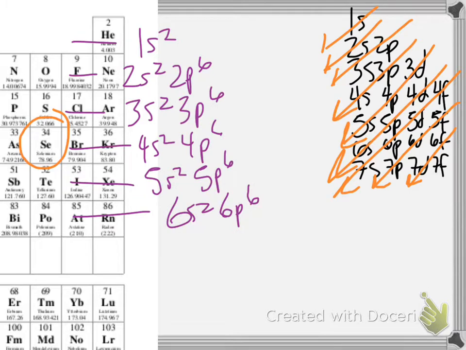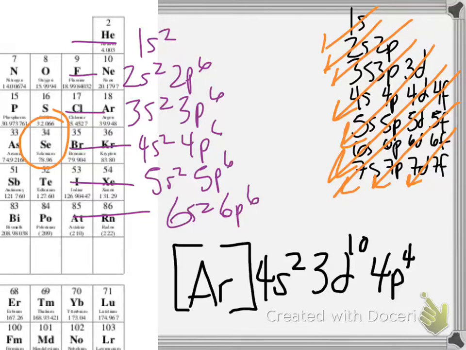So we're going to do selenium, atomic number 34. I'll let you go ahead and get started. Argon, 4s2, 3d10, 4p4. How many of you have that exactly? Okay. Some of you are still working? I'm sorry. I'll shut up. Do you want to do one more together, or do you just want to be turned loose to practice? One more?